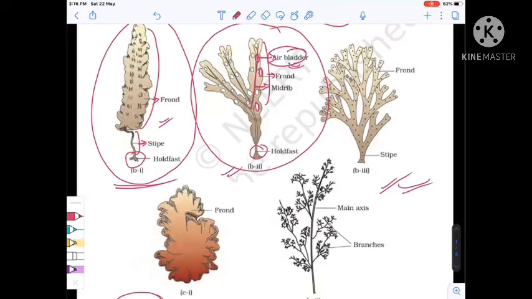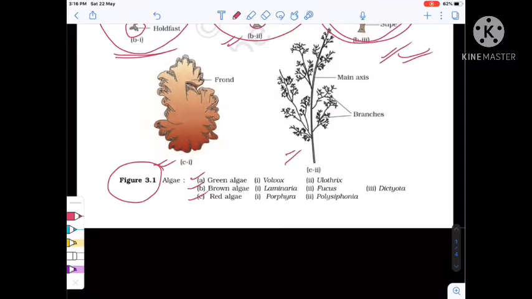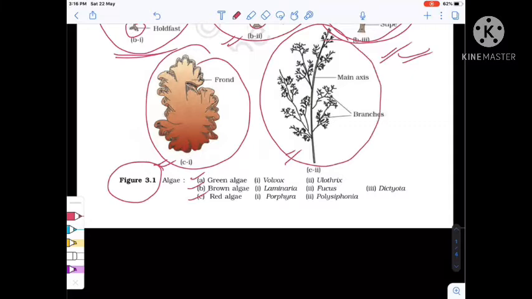Now this is the example of Dictyota. In Dictyota, remember the diagram. Now the third example is red algae, that is Porphyra and Polysiphonia. Remember the diagrams, they may be asked in questions.